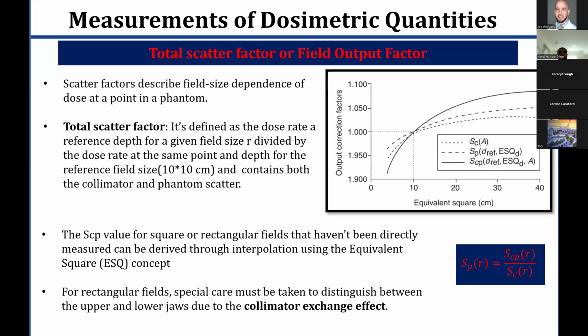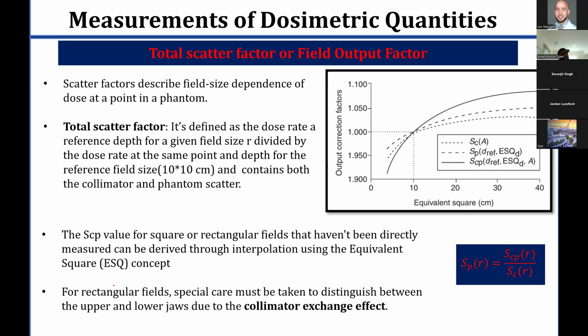And the reason for the increase in the field output factor is simply because as the field size increases, we know that both the amount of scatter generated in the treatment head and the scatter generated within the patient also increase, which explains this exponential increase. Now, notably, if you look at the phantom scatter factor and the collimator scatter factor, one increases a little bit faster than the other, and we're going to explore the reason why this is the case.